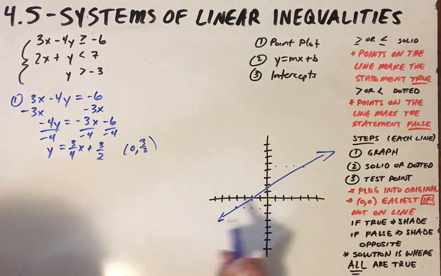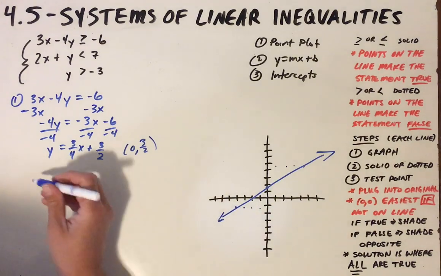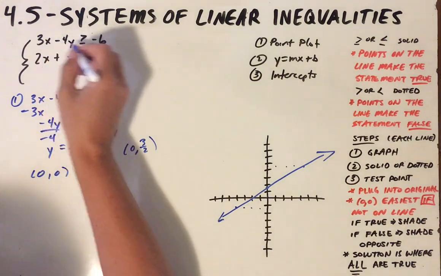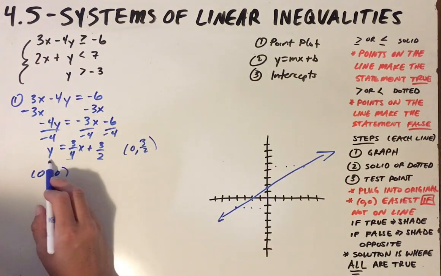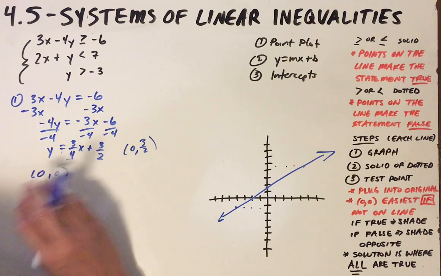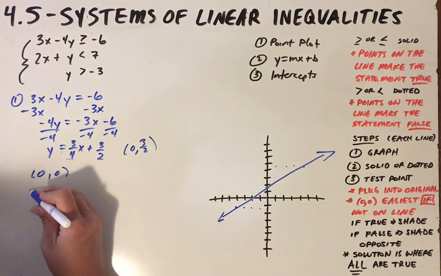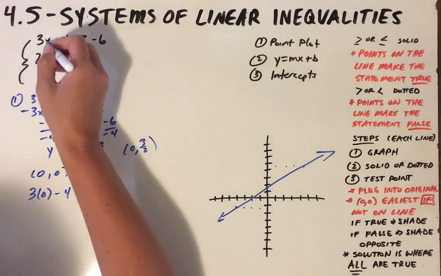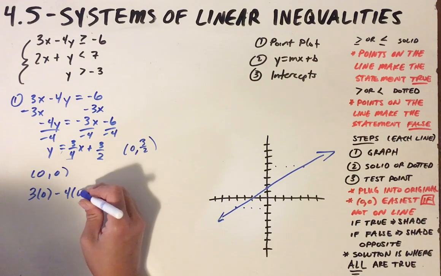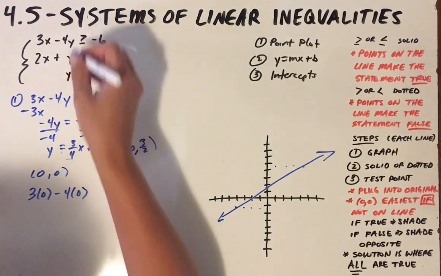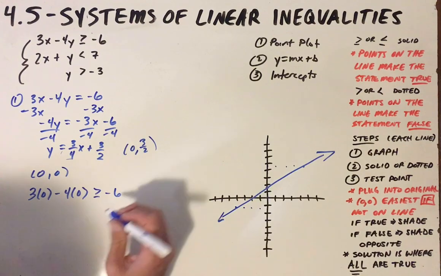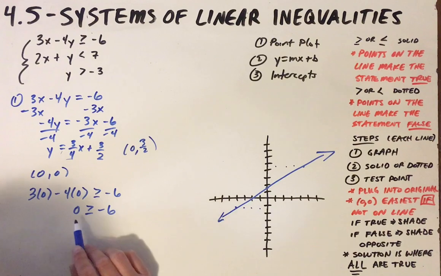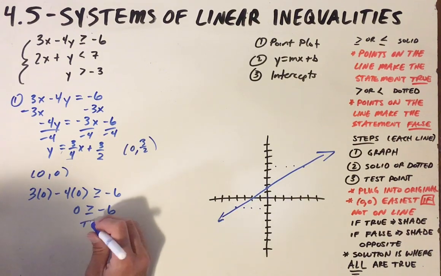For the blue line, 0, 0 doesn't lie on that line, so I'm going to plug in the point 0, 0 for my test. And again, I'm plugging it into the original, not into this equation here, because I changed this to an equal to and didn't follow any other rules of inequalities. So I'm going to get 3 times 0 for my x minus 4 times 0 for my y is greater than or equal to negative 6. Well, that just says that 0 is greater than or equal to negative 6. 0 is indeed greater than or equal to negative 6, so this is true.